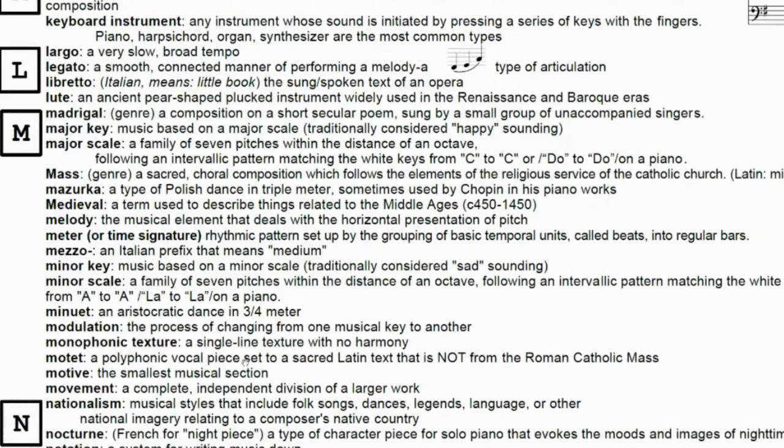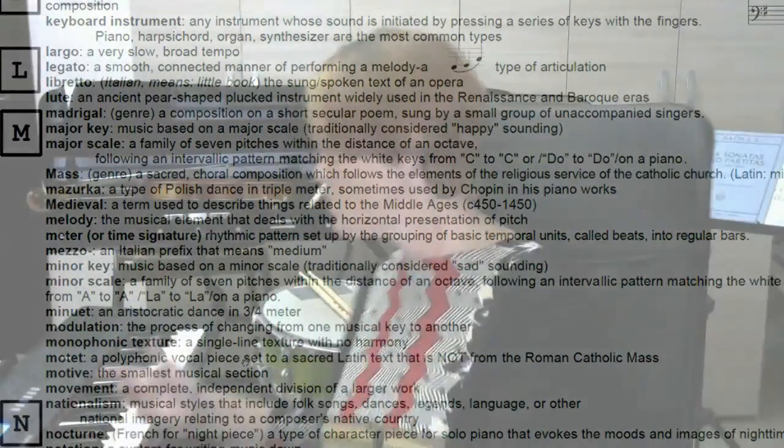Minuet, an aristocratic dance in 3/4 meter or 3/4 time signature. Now, what is modulation? The process of changing from one musical key to another. So it means if I'm in Do major, let's say, from Do major or from C major, I went to G major. I modulated to G major.